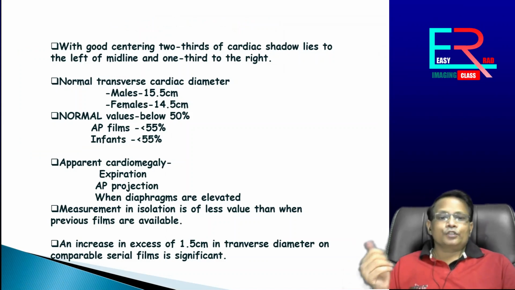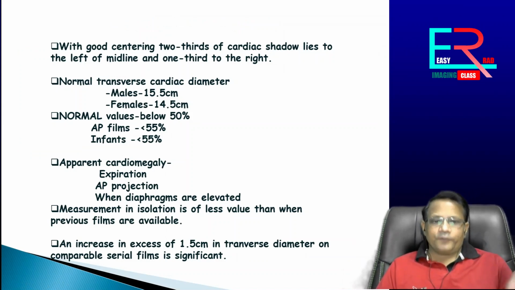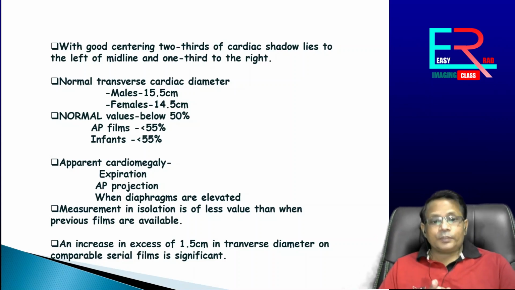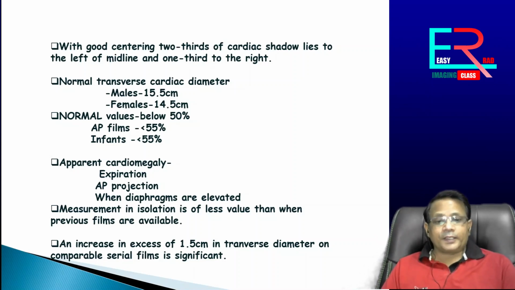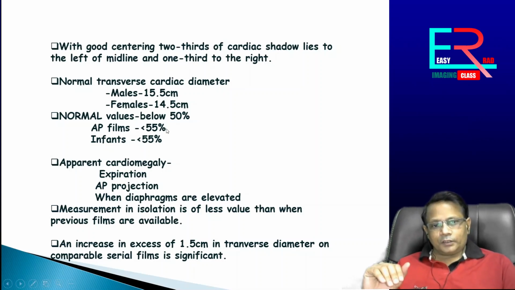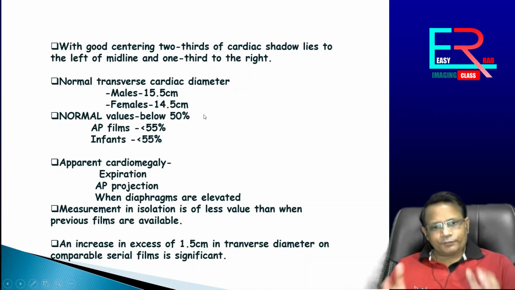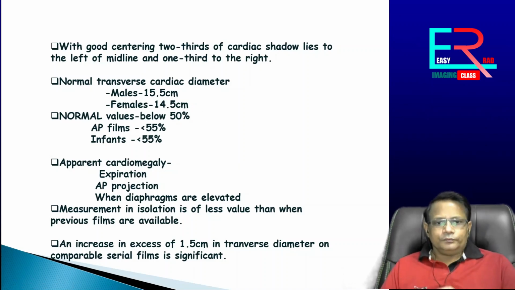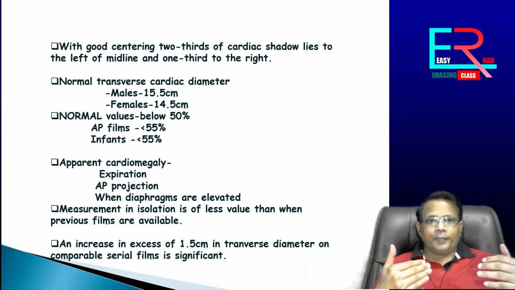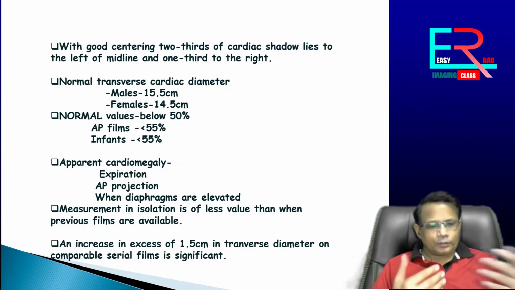With good centering, 2/3 of the cardiac shadow usually lies on the left side and 1/3 on the right side if the film is properly centered. So the normal transverse diameter of the cardia or the mediastinal shadow is 15.5 centimeter in male and approximately 14.5 centimeter in case of female. But it varies according to the habitus, that is the build of the person.